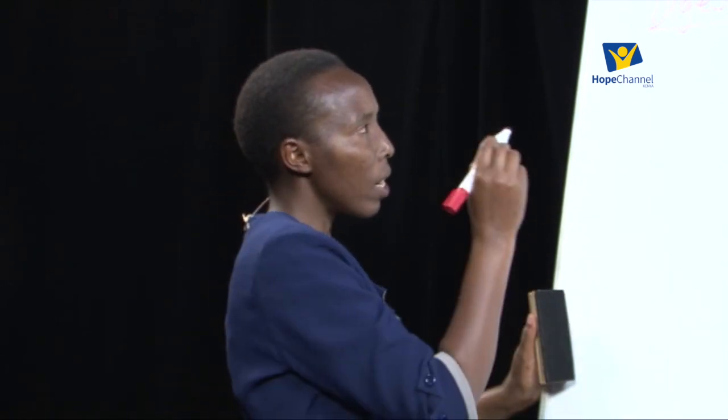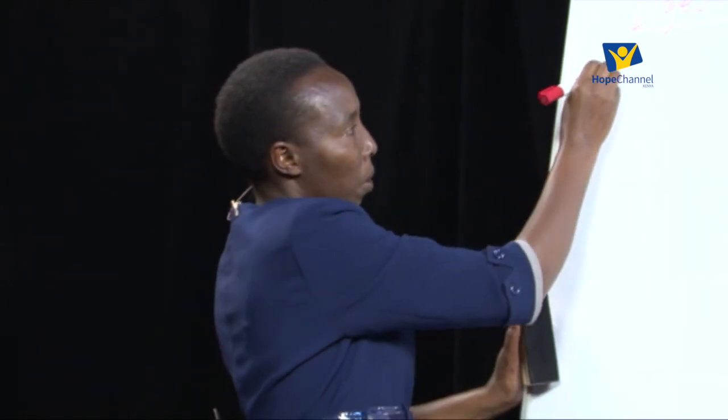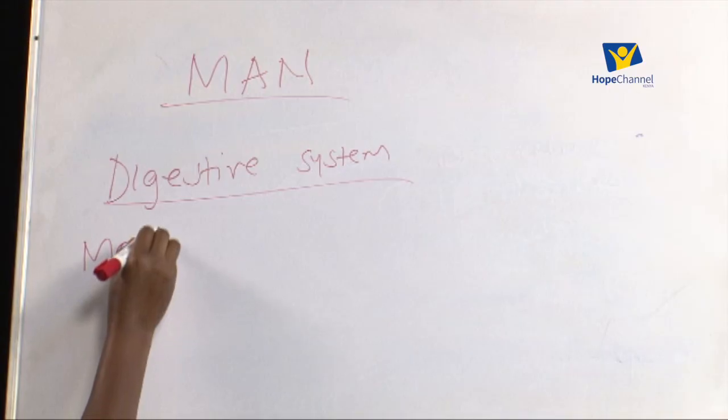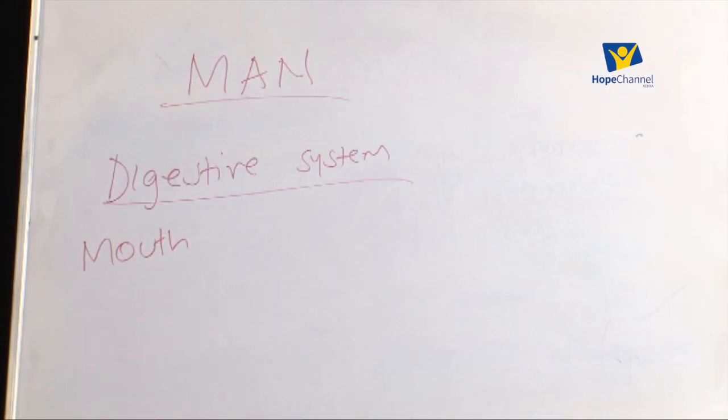Now, when we talk about a system, it consists of organs. And I believe an organ is made up of tissues, tissues that are made up of cells. Now, which are these organs that make up the digestive system? Digestion starts from the mouth.